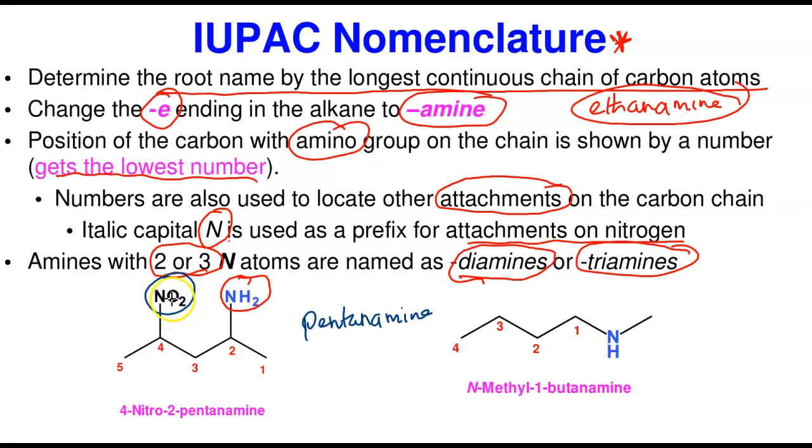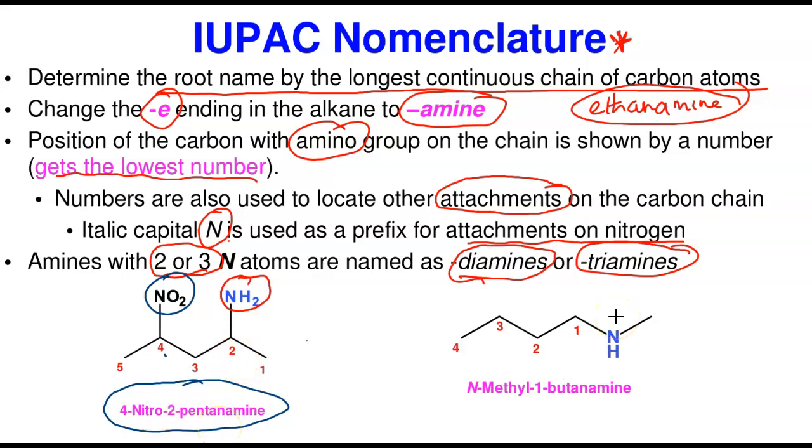However, where is this located? This is located in carbon number 4, and it's nitro. So we're going to say 4-nitro pentane amine. That is why we have this name. I didn't have enough space, but I named it already, so no need to bother about that. The amino group is located in carbon number 2, so it's going to be 4-nitro-2-pentane amine.